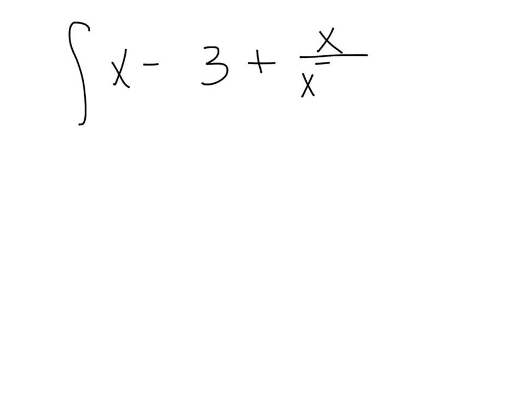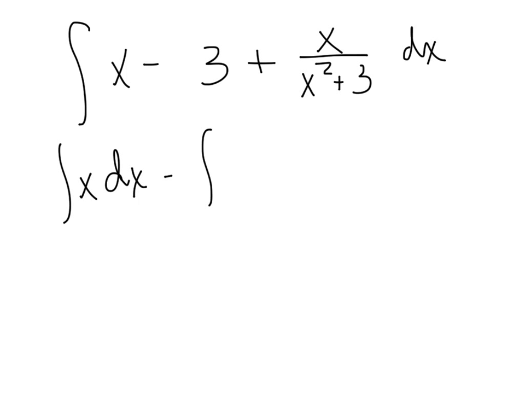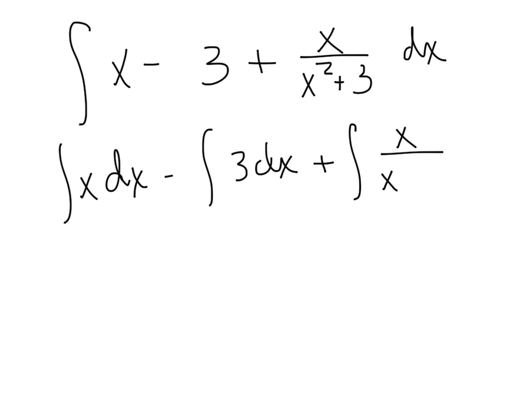Let's rewrite our integral. All right, we're really integrating x minus 3 plus x over x squared plus 3. I'm going to rewrite it as 3 separate fractions. I certainly do not need a u sub on the first 2 terms. Those are very simple terms, but I am going to use a u sub on that third one. I'm going to go ahead and get that part out of the way right now.